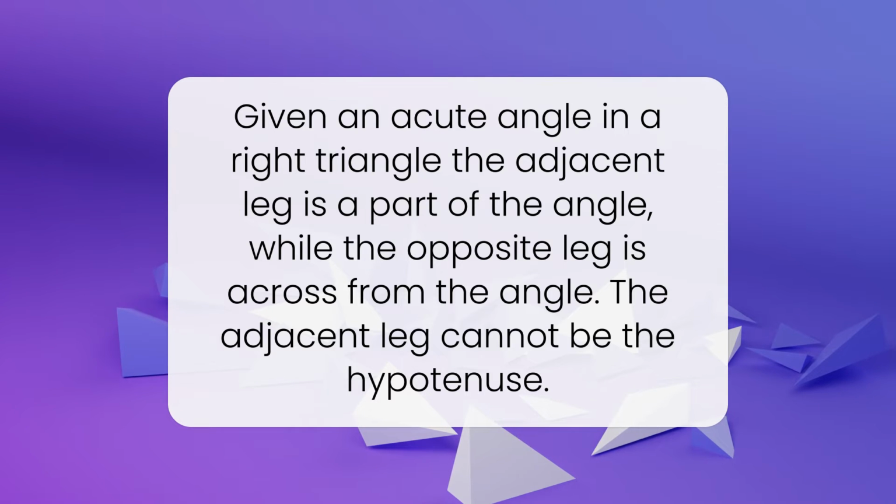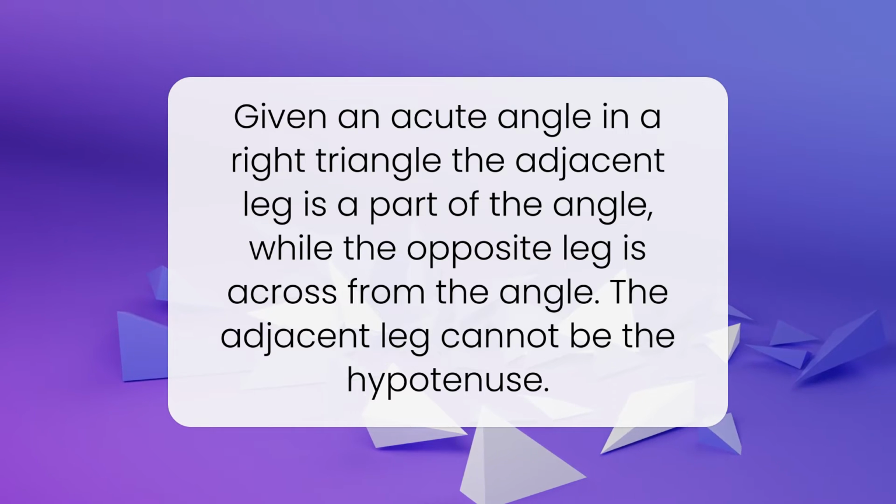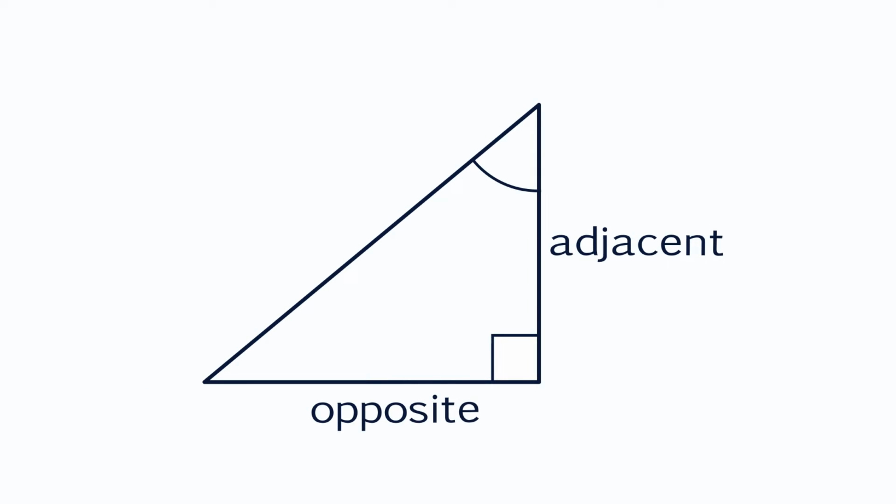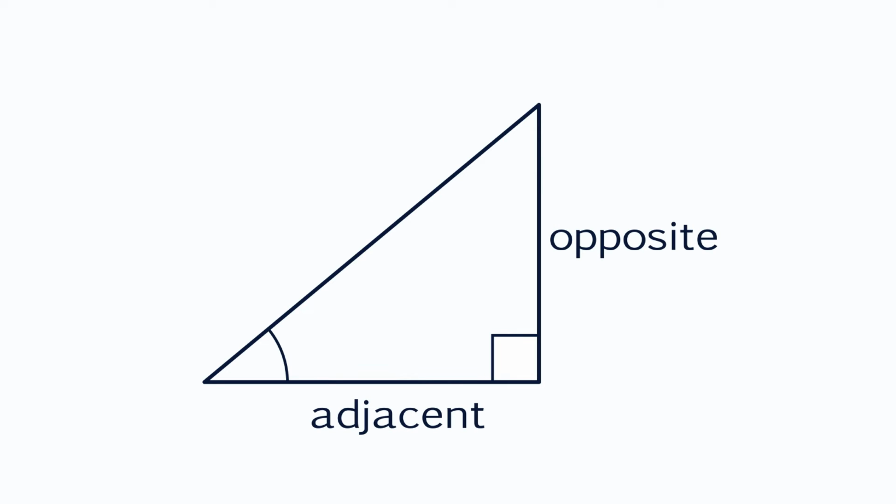The adjacent leg cannot be the hypotenuse. The adjacent leg and the opposite leg will depend on which interior angle you're looking at. These names are used in trigonometry to help you describe which edges and angles you're talking about.